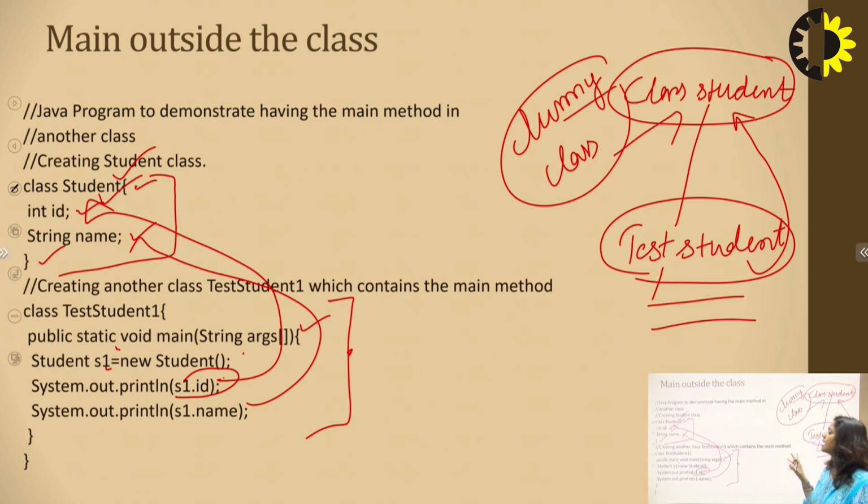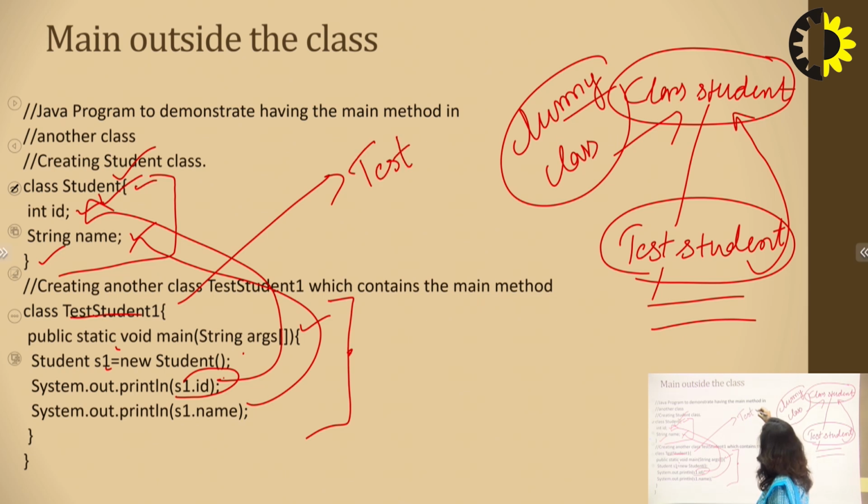Now, in this example there is a question: if we are having two classes, one a dummy class and one a main method class, with which name do we have to save our program? It is very easy. As we all know, the program is saved with the name of the class to which the main method belongs. Here, the container of the main method is TestStudent. So how can we save this program? We will save this program with the name TestStudent1.java. The S must be capital, as it is written over here.